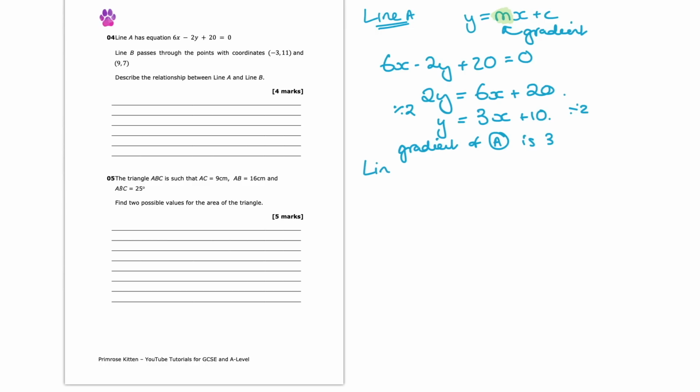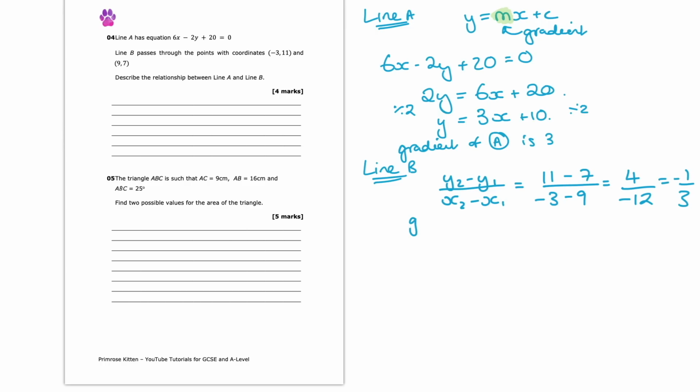And we know how to find the gradient of 2 coordinates. The gradient of 2 points is the change in the y coordinates divided by the change in the x coordinates. So in this case here, we're going to do the y coordinates subtracted from each other, and then we're going to do the x coordinates subtracted from each other. And then we will end up getting 4 over minus 12, which simplifies there to give us minus 1/3. Okay, so now we know that the gradient of line B is minus 1/3.